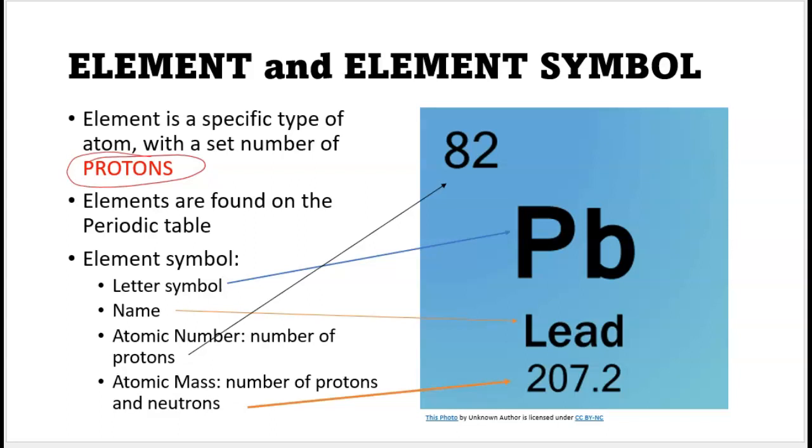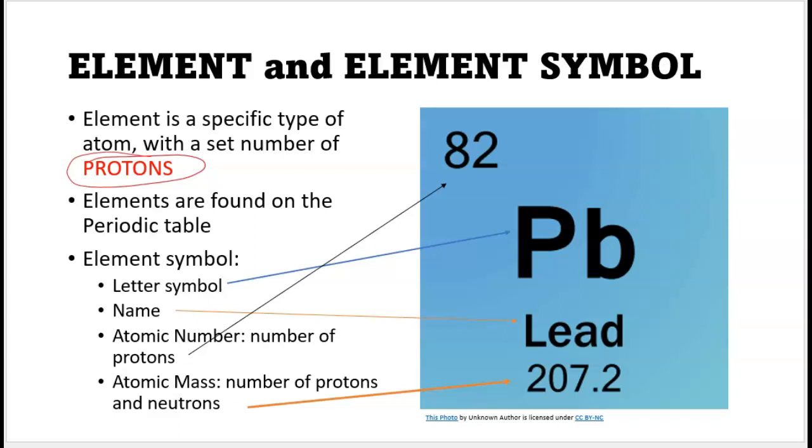Carbon has 6 protons. Hydrogen has 1 proton. Okay, lead, here's an example of lead. It has 82 protons. Lead can't have 81 because then it's a totally different element. It can't have 80, then it's a totally different element. Lead has to have 82 protons in it.